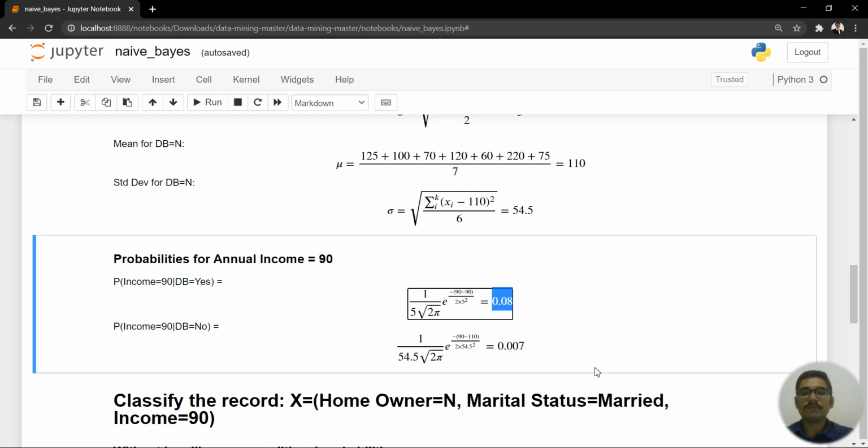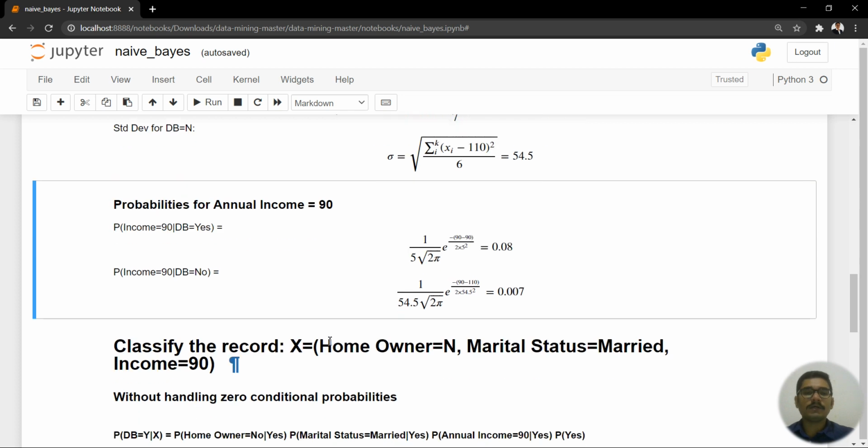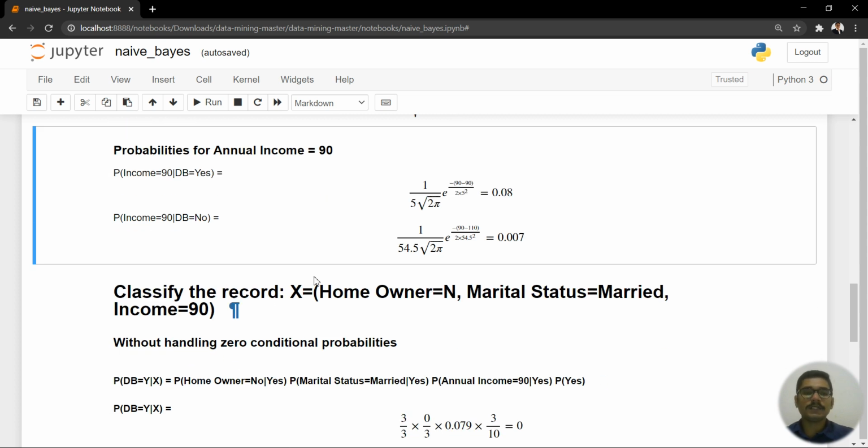For defaulted borrower no, we get 0.007, a very low probability. So now comes our record for classification, and it asks the naive Bayes algorithm, where should I classify this, to the defaulted borrower yes class or the no class? Okay, so first I'll do a routine without handling the zero conditional probabilities.